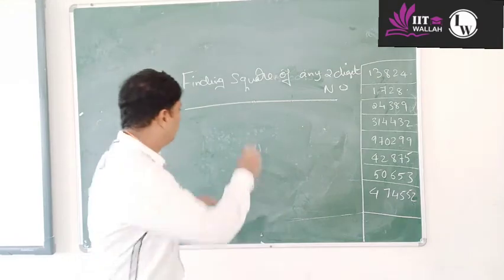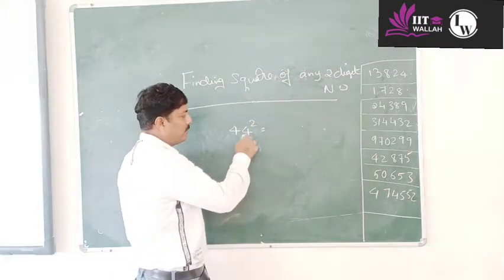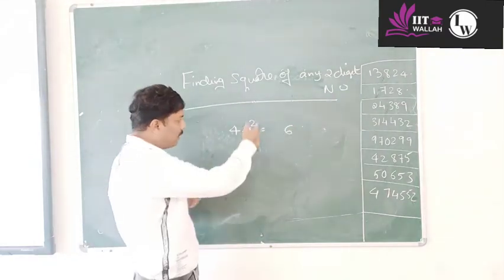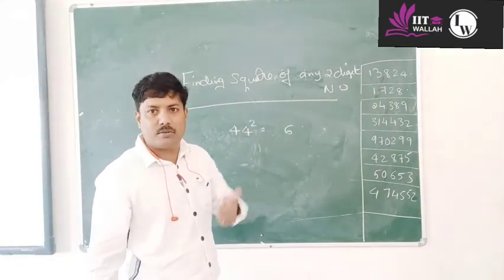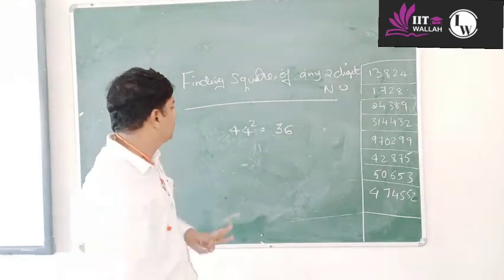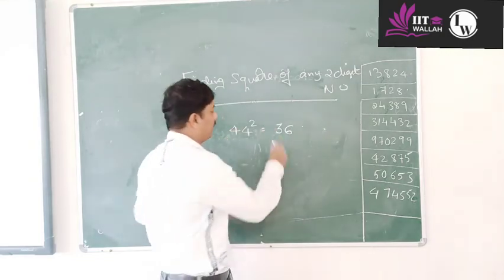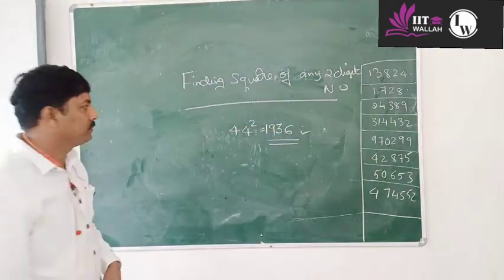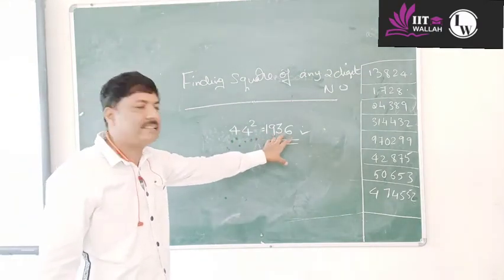Okay. So 44 square. First step: 4 square is 16, 1 carry. 1 multiply 3, 4 2s are 8, 8 4s are 32 plus 1, 33. Then 3 carry. 4 square is 16, 16 plus 3, 19. 44 square is nothing but 1936.